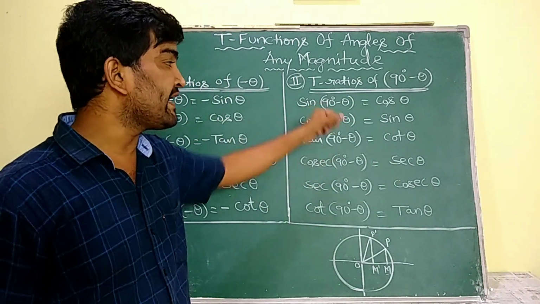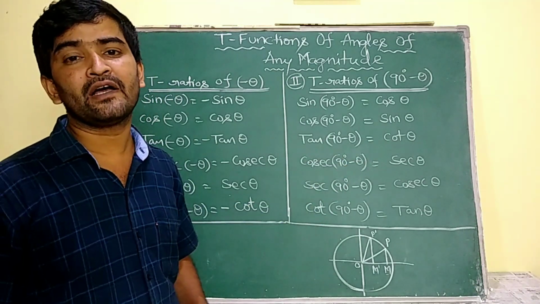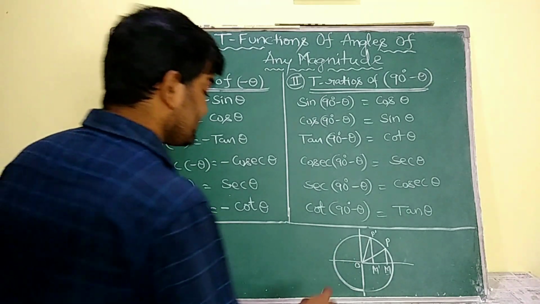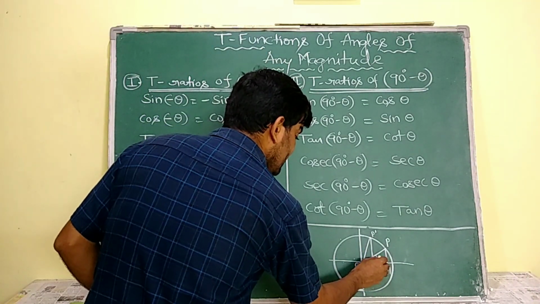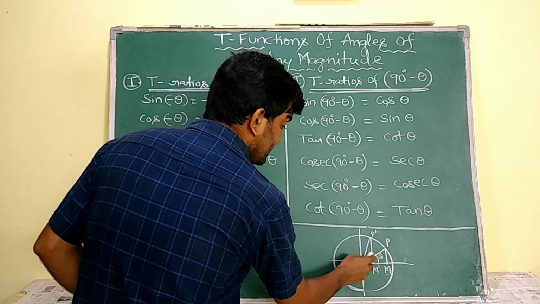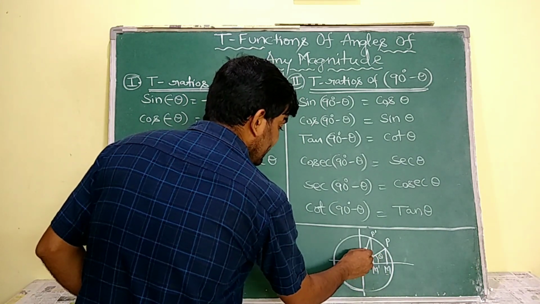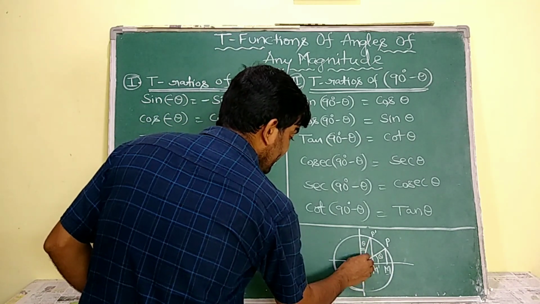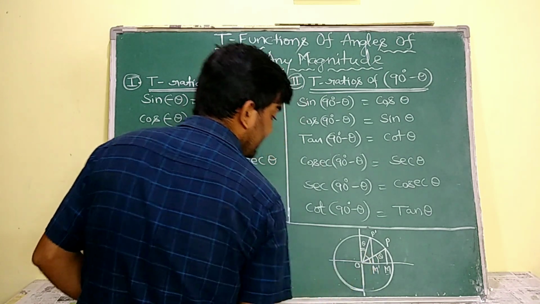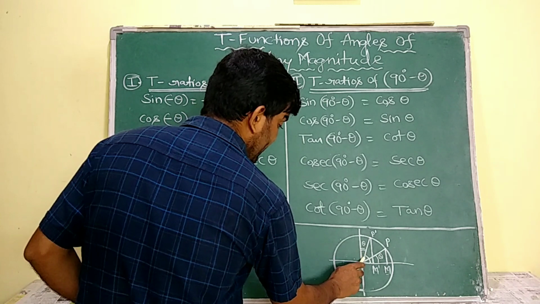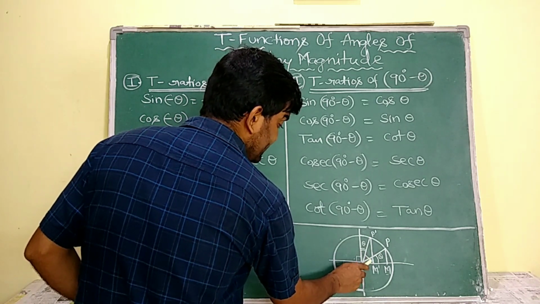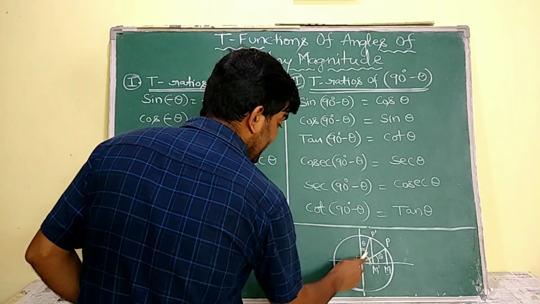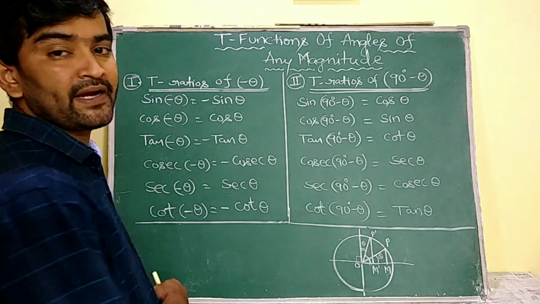What is the value of sin of 90 minus theta? For that we discussed by drawing a neat diagram. Here, see the diagram once more. Let us consider this value as theta. If this is theta, then this entire value becomes 90 minus theta. Why? Because the whole value is 90 like this. If I calculate this value, that is P dash O M dash, that is 90 minus theta.